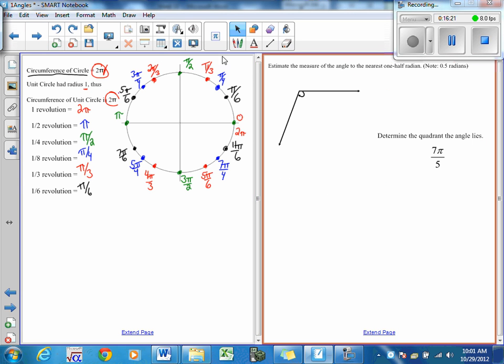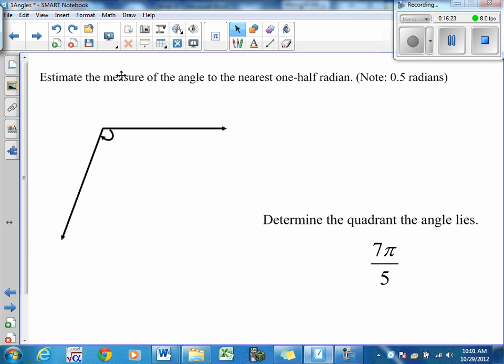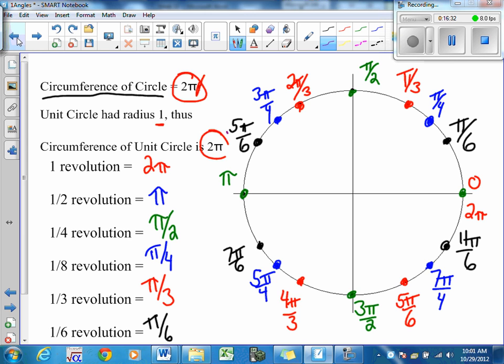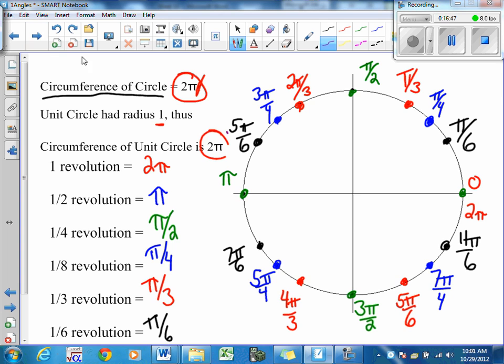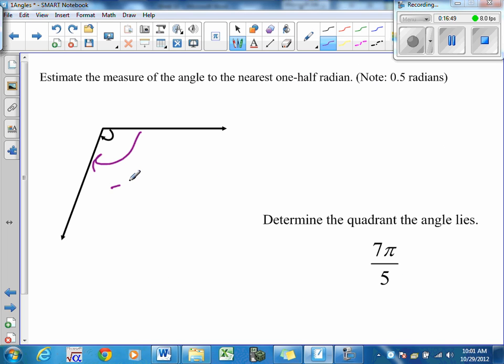First one is we want to estimate the measure of this angle. So we want to estimate the measure of that angle. Now, if we go back to here, that's going to be, let's say, about here. But it's going that way. That tells us it's negative. When it's negative, you have to go up. So it's about right there. So we estimate our angle is about negative 2.25.